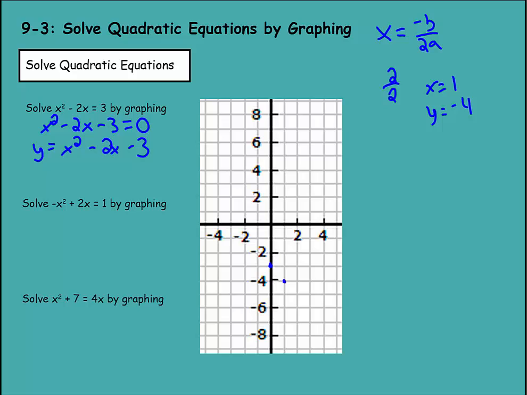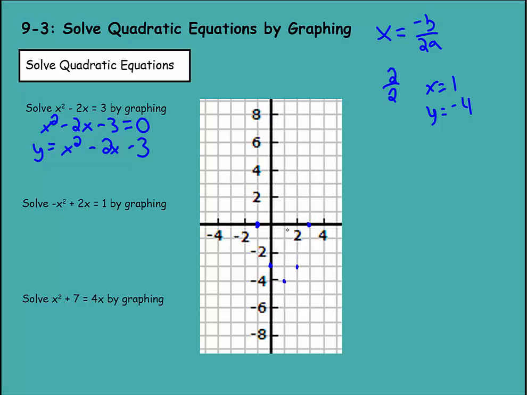And then x at negative 1. Negative 1 squared is positive 1, minus 2 times negative 1, so minus negative 2 would be positive 3, minus 3 is 0, so negative 1 is 0. Now that I've done 2 points, I can graph out the other two on the other side of the axis of symmetry, and there we have it.